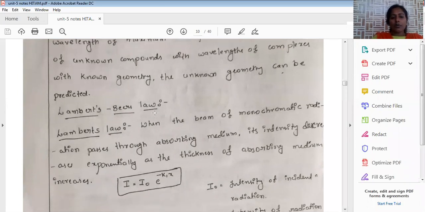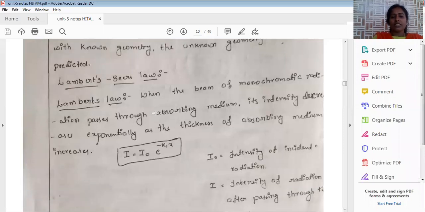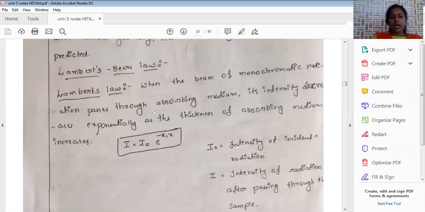The next topic is Lambert-Beer's law. Lambert-Beer's law is the governing principle for all kinds of spectroscopy. Based on this fundamental, all the spectroscopic devices work. That's why Lambert-Beer's law is the most important one. Let us discuss Lambert-Beer's law.